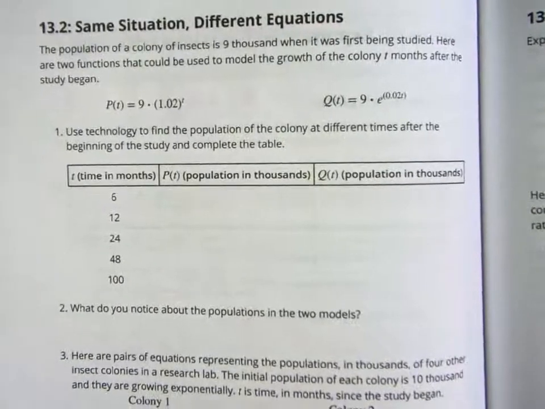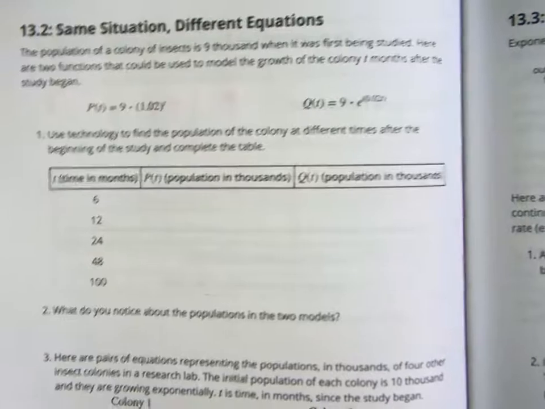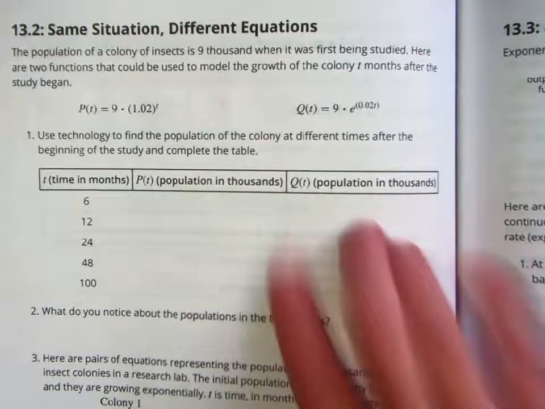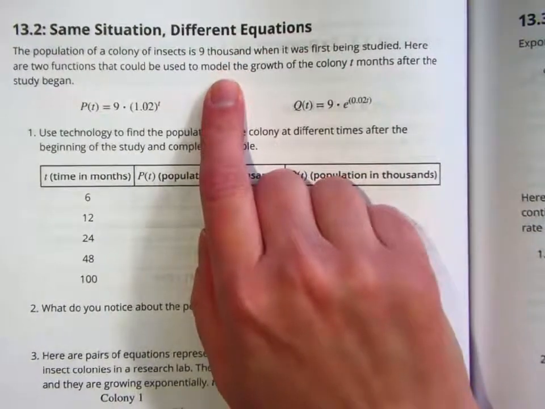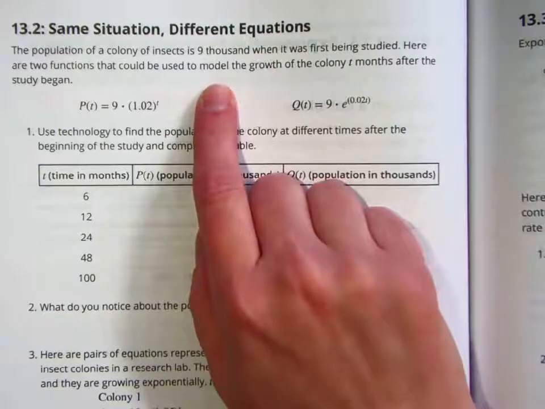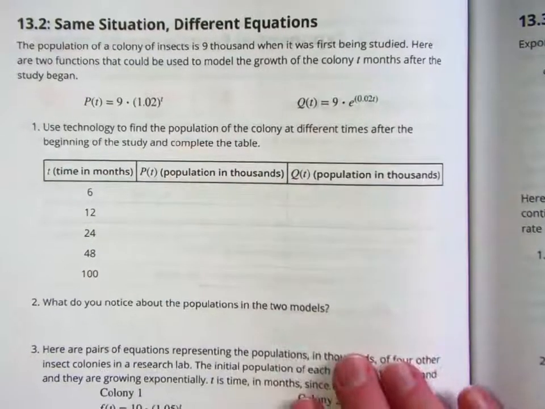We're ready to put it into action. So I'm going to turn the page. Let's look at 13.2. We see a same situation, different equations. And so the most important use of e is at this thing that's called continuously compounding.